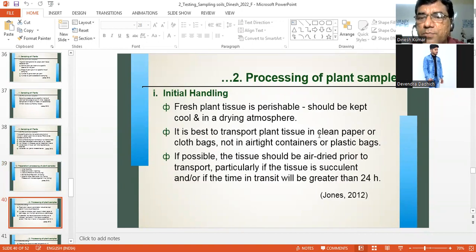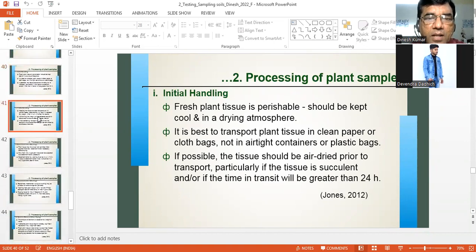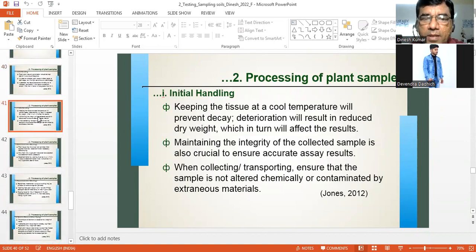It is best to transport plant sample in clean paper. Avoid contamination during the transport and while keeping it in the lab. Then you should keep the tissue at a cool temperature, maintaining the integrity of the collected sample.